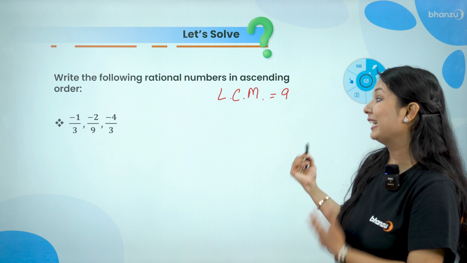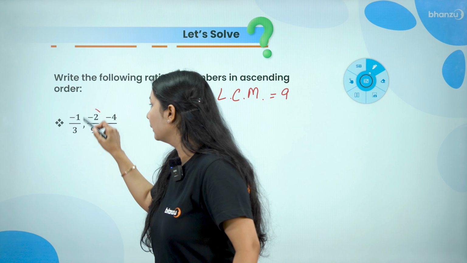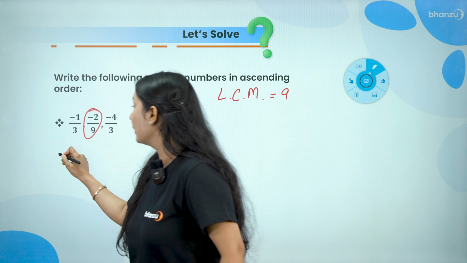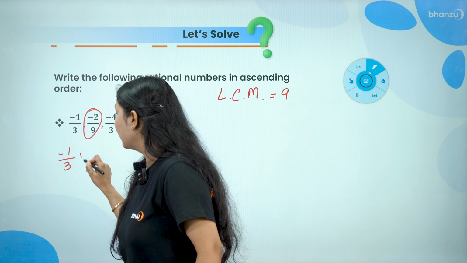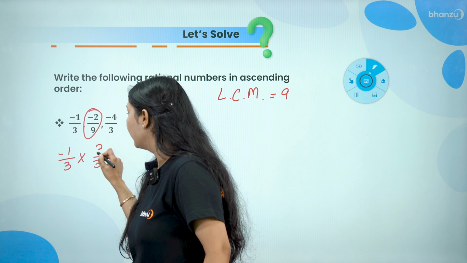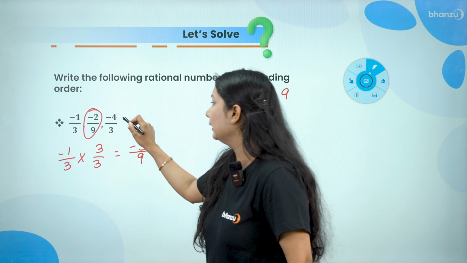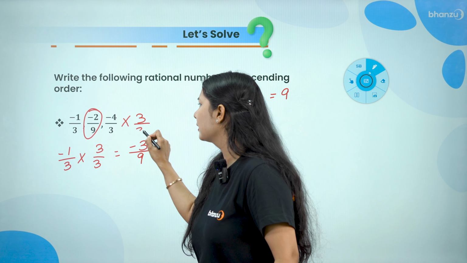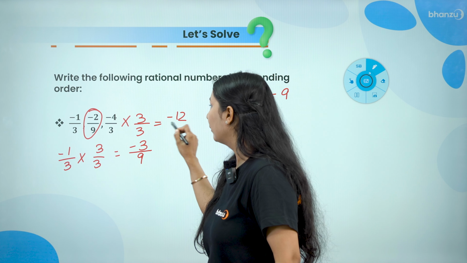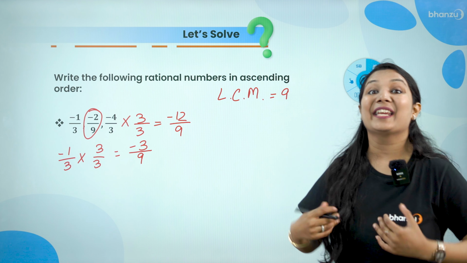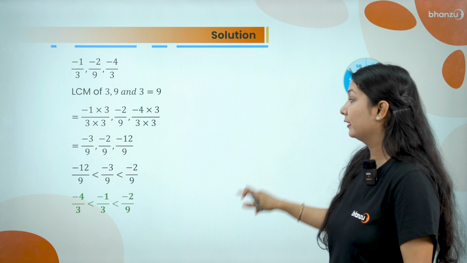Of 3 and 9. The middle rational number already has the denominator 9. For the other ones, we are going to make it 9 by multiplying by 3 by 3. So we get the first rational number as minus 3 by 9 and the second one as minus 12 by 9. Now we have all the three rational numbers with the same denominator, which is 9, right?